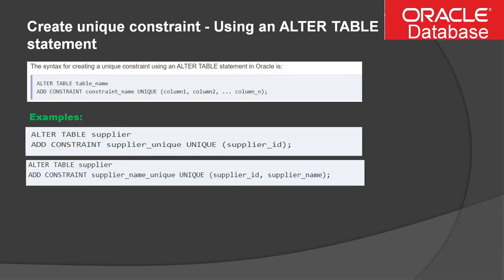Now let's say you have already created a table and now you want to add a unique constraint. Then this is the format: alter table, table name, then you use add, and then constraint, the constraint name, unique, and in brackets you specify the comma-separated column names. Here you can have one or many columns. You can see an example here of how we have defined the unique constraint on the supplier ID after table creation. Similarly, you can have multiple column values with a unique constraint.